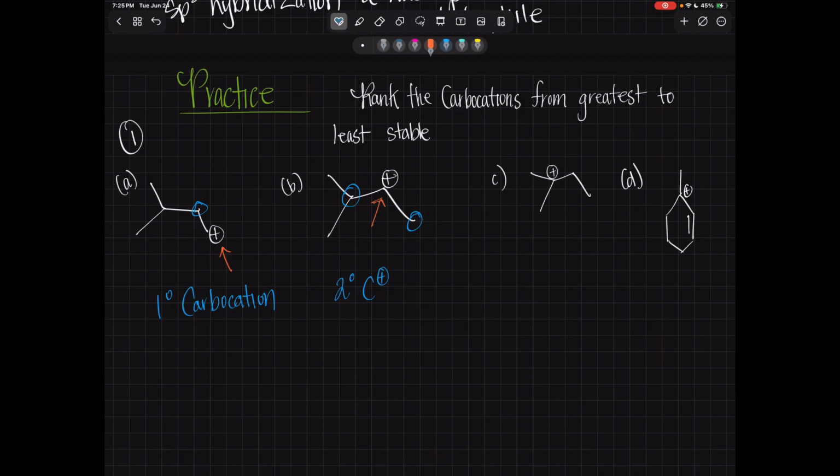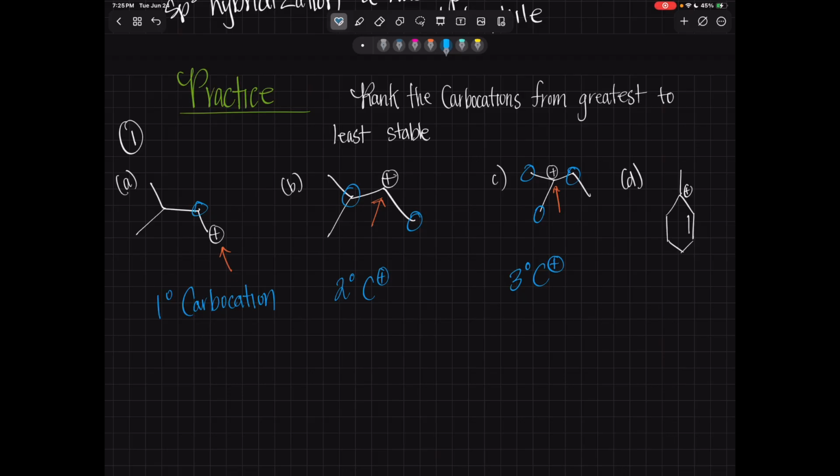Let's move on to C. In C, we notice that this carbon is our carbocation. We don't see any resonance, which we would know, again, by a double bond or unpaired electrons or paired electrons. So what's connected to this carbocation? Well, we got 1 carbon, 2 carbon, 3 carbon. So this makes it a tertiary carbocation.